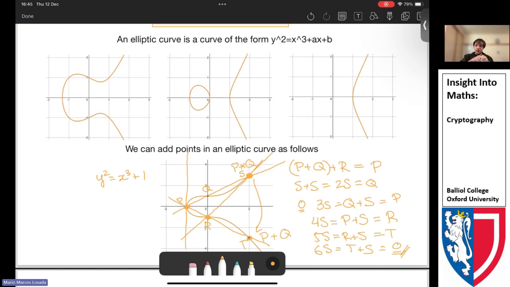We start with S, we add it to itself, we get Q, we add it again, P, then R, then T, then O at infinity. What happens if we add S again? You're going to get back to S. So if you keep adding S to itself, you run back all the way up and then go back to S, and then you just keep getting these cycles, which is very similar to what we had before, right? And these cycles are what we use in elliptic curve cryptography.